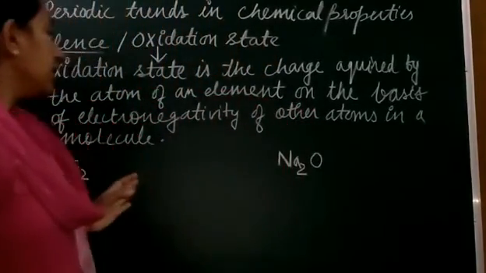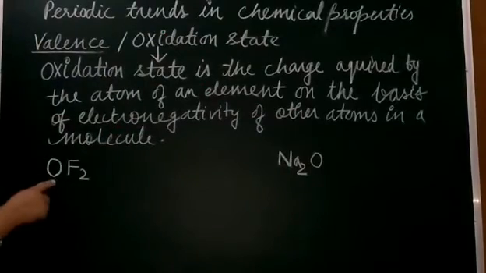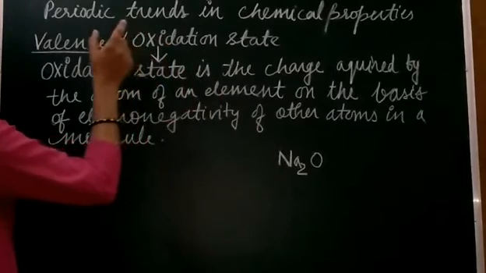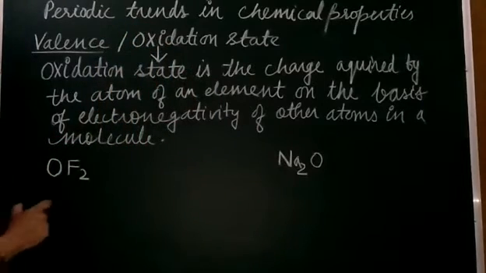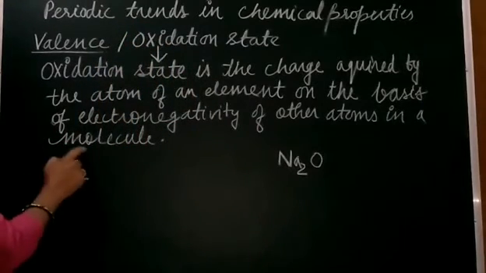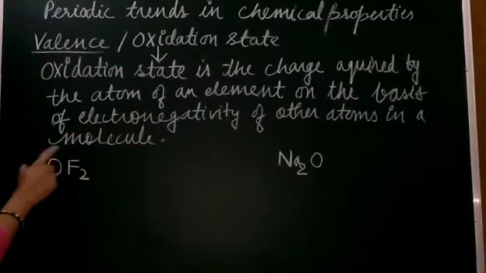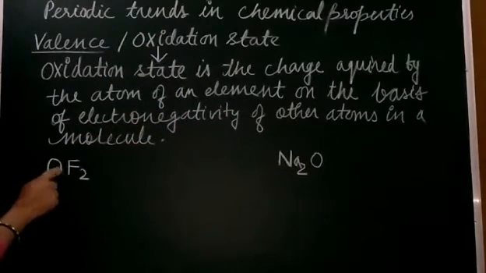Now we are going to consider the examples of OF2 and Na2O. To understand the concept of oxidation state, we are considering OF2 and Na2O. We will take them one by one. So first, let us take this example OF2.